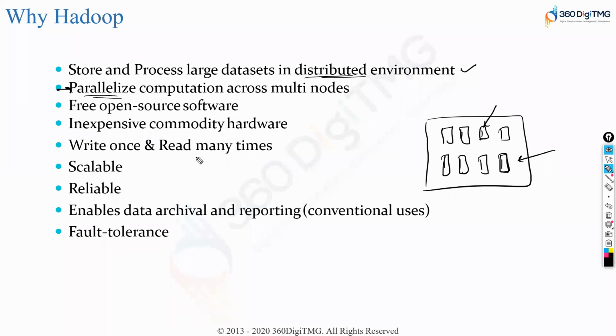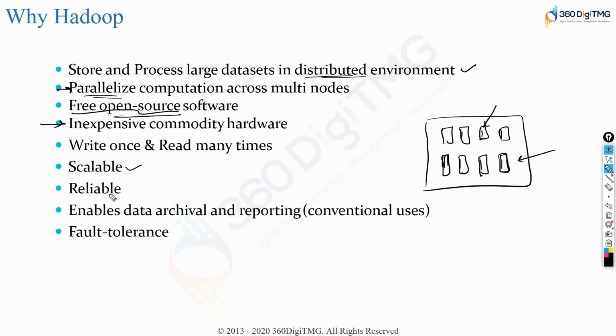So that's the advantage. And the software that we're talking about, Hadoop software, is free and it is open source. And the beauty of Hadoop is you don't need expensive hardware. You can take your regular hardware and interconnect all those regular hardwares together. And then this becomes a supercomputer. So you don't need specialized hardware. Commodity hardware means your regular hardware can be used. It's scalable. You just keep adding more and more servers if we need.